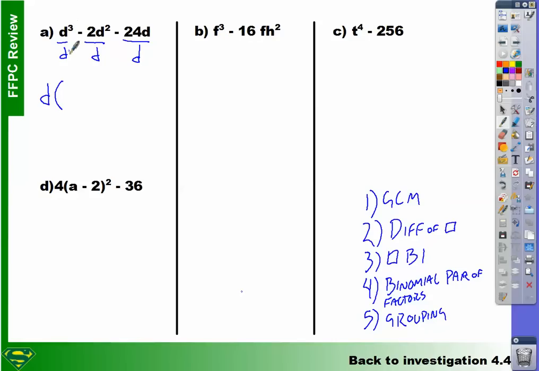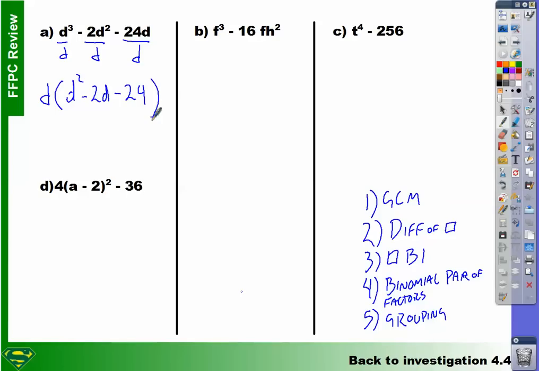D to the third divided by d is d squared. Negative 2d, okay. And then finally, negative 24d divided by d is negative 24. I see that I am left with a trinomial that has a term that is squared. That tells me that I have to think about factoring.